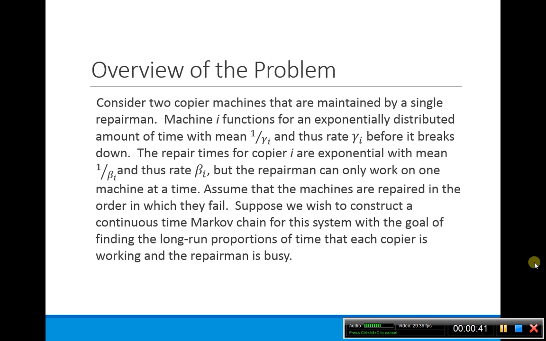We assume that the repairman can only work on one machine at a time, so basically he works on the machines in the order in which they fail. We're going to construct a continuous time Markov chain for the system with the goal of finding the long-run proportions of time that each copier is working and that the repairman is busy.